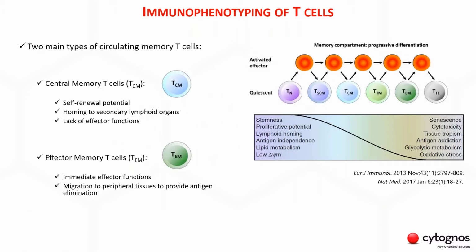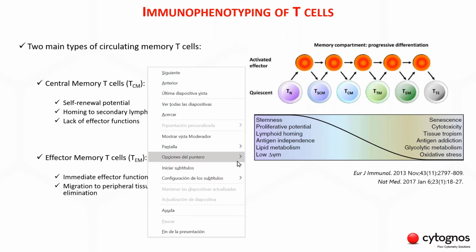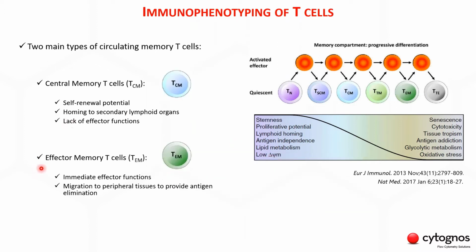In peripheral blood, there are two main types of circulating memory T cells. These are the central memory T cell and the effector memory T cell. The central memory cells are characterized by a high potential of cell renewal and the expression of molecules that are implicated in the homing to secondary lymphoid organs. However, this central memory T cell lacks immediate effector function. On the contrary, the effector memory T cells produce effector cytokines such as interferon, IL-4, IL-17, and express proteins involved in the migration to peripheral tissues.